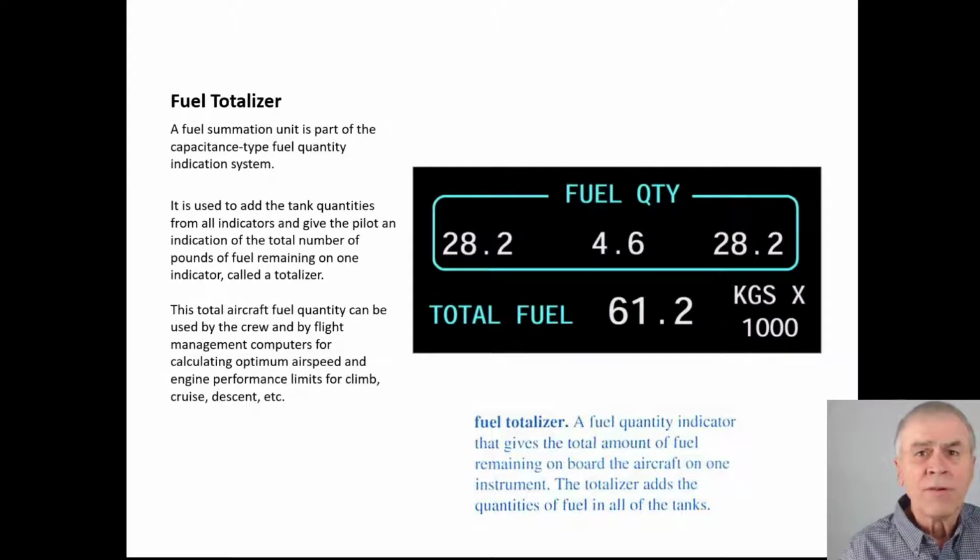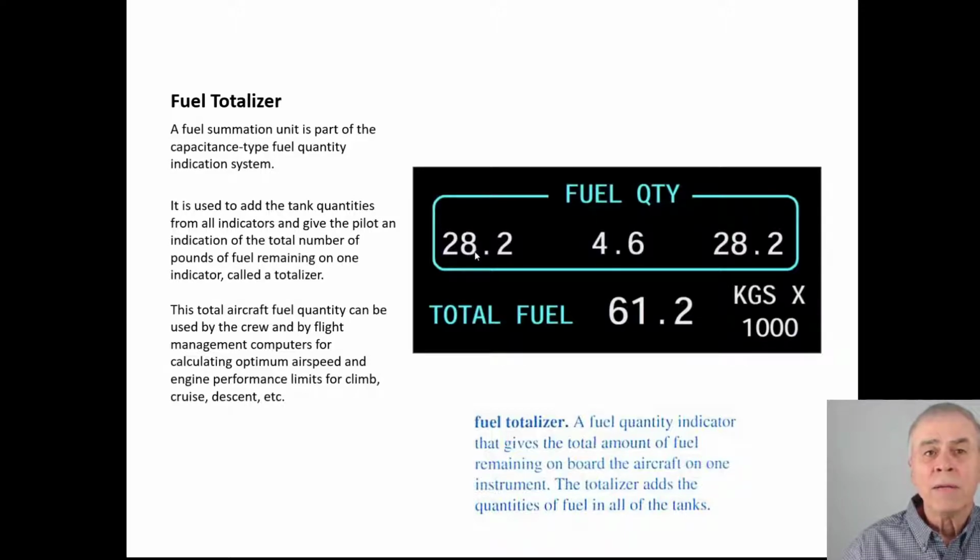A fuel totalizer is a summation unit, and it's part of a capacitance type fuel quantity indicating system. It's used to add the tank quantities from all the indicators and give the pilot an indication of the total number of pounds of fuel remaining on one indicator called the totalizer. So what do we have here? It looks like it's 3 tanks. We're talking about kilograms. It's not exactly pounds, but it is a weight.